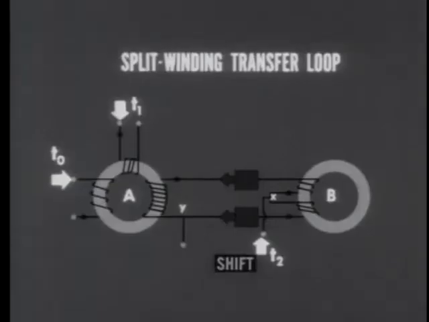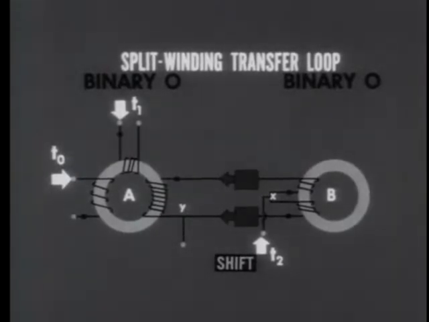One more point. The pulse we've been applying is the shift pulse for the loop, and its time designation is T2. To demonstrate the operation of the split winding transfer loop, we'll clear both cores to binary 0. Now we'll apply the 3 input pulses in sequence.